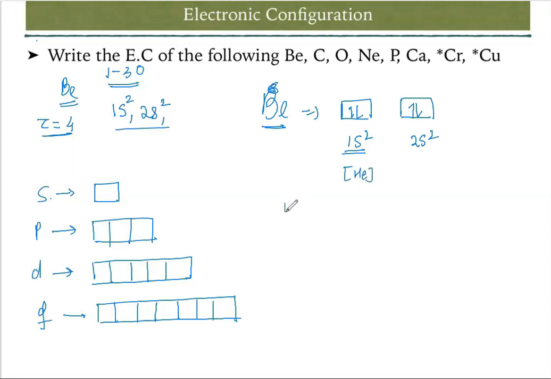So we can also write that beryllium has the lowest noble gas. Which is the lowest noble gas of beryllium? That is helium. So you can write this electronic configuration also. So there is 2s. This is also correct.